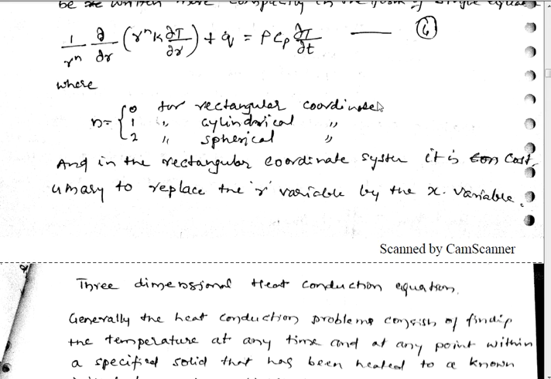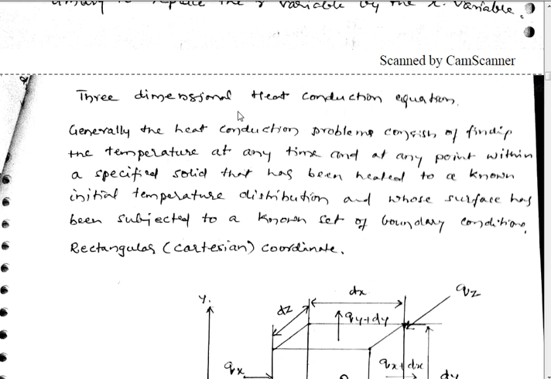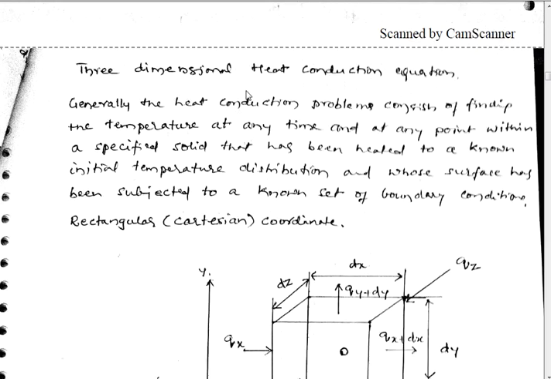This is about the one-dimensional heat conduction equation derivation. That can be used for deriving the heat conduction equation for the particular solid. Then we have to take the three-dimensional heat conduction equation in Cartesian coordinates, the general three-dimensional heat conduction equation in Cartesian coordinates.